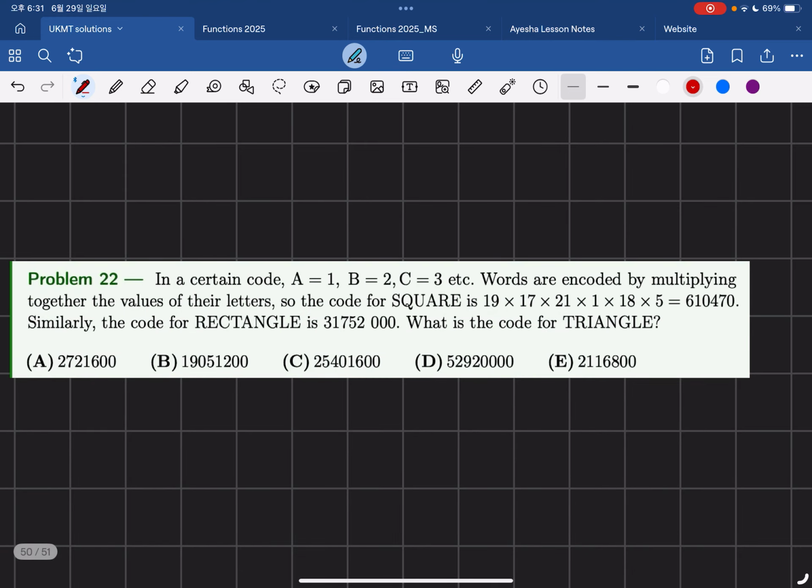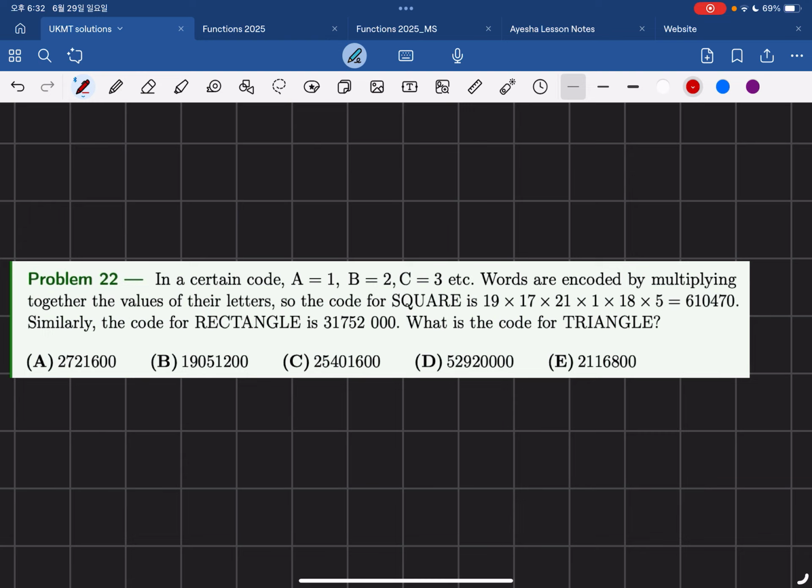Problem 22. In a certain code, A equals 1, B equals 2, C equals 3, etc. Words are encoded by multiplying together the values of their letters. So the code for square is such. And similarly, the code for rectangle is such. What is the code for triangle? Now, it's impossible to multiply all the numbers, so we're going to use the information given in the question.